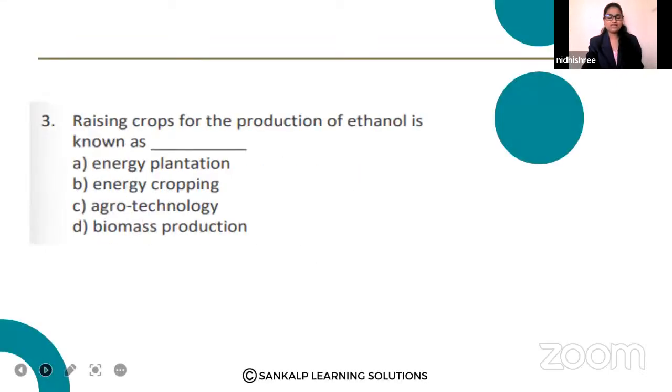Now let us proceed with the third question. Raising crops for the production of ethanol. Remember, raising crops for the production of ethanol, what is that process called? A, energy plantation; B, energy cropping; C, agrotechnology; D, biomass production.